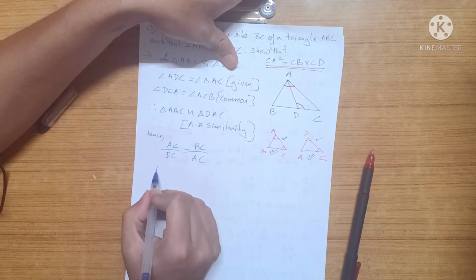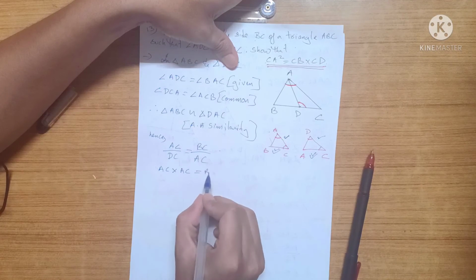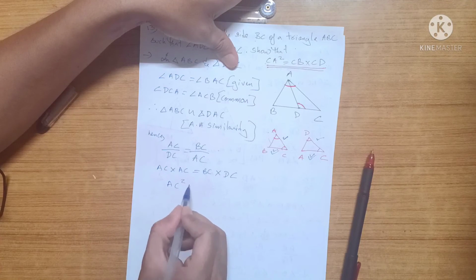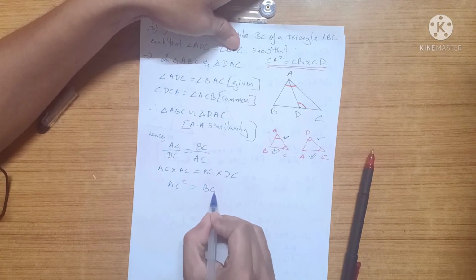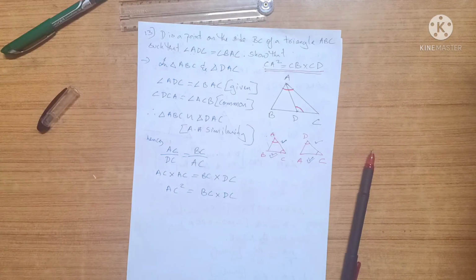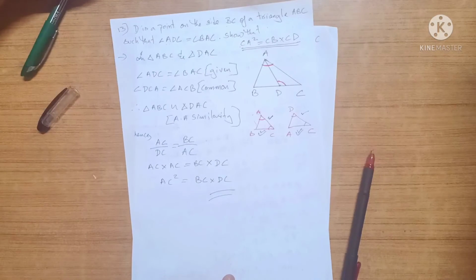Now if you cross multiply, what will happen is this will come up, it will multiply with this. BC into this will go up, it will multiply with this. But AC into AC is AC square equal to BC into DC, or CB into CD, same thing. So proved. Got it?